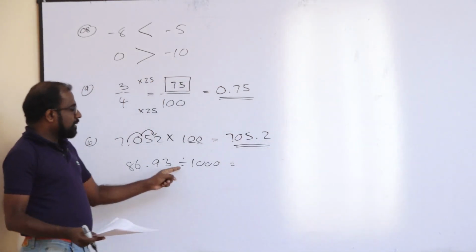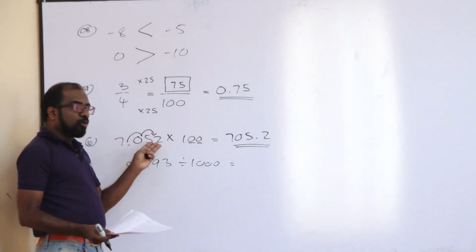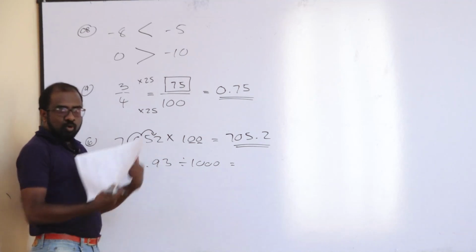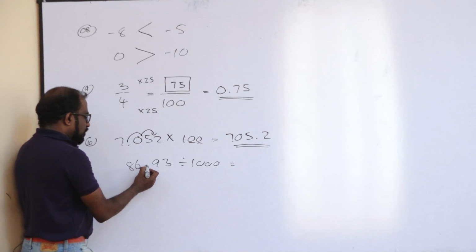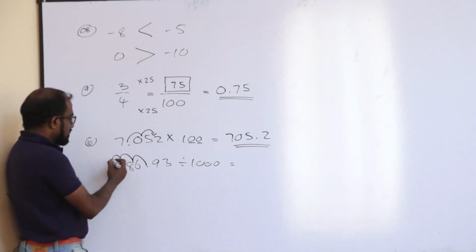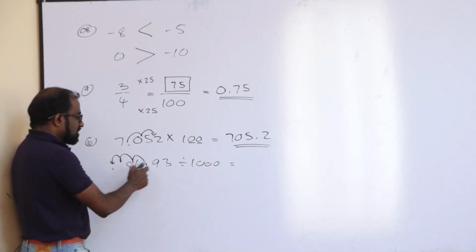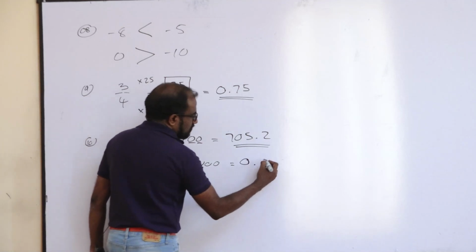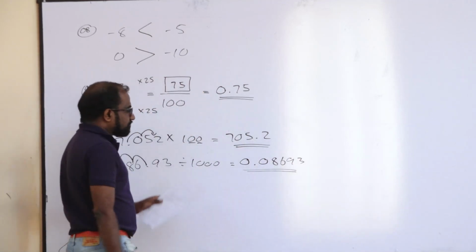Next one, when you divide by powers of 10, it is the opposite. Count the decimal point shifts the same way, but when you divide, numbers should become smaller. So, divide by 1000, the decimal point moves 1, 2, 3 places. The decimal point should come this way. 0.08693. That's the answer.